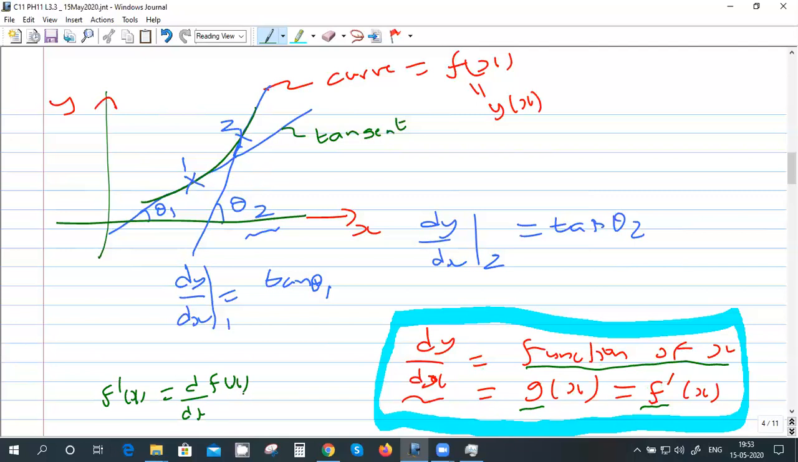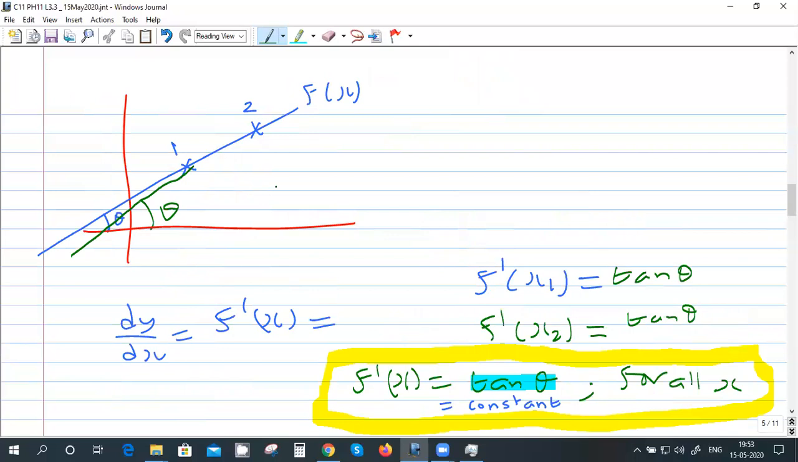d by dx of f of x is a function. I can represent it as g of x. So d by dx of f of x is the same as dy by dx, instead of y it is f of x. When x changes by dx, how much is f of x changing? That is d of f of x. Instead of using another symbol g, I'm just using f dash, to denote that f dash comes from f.